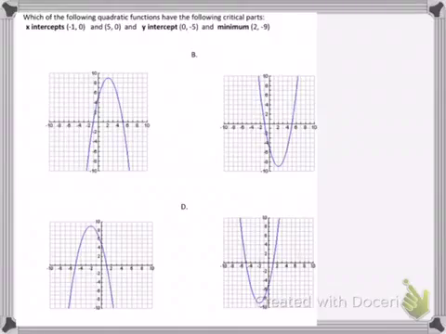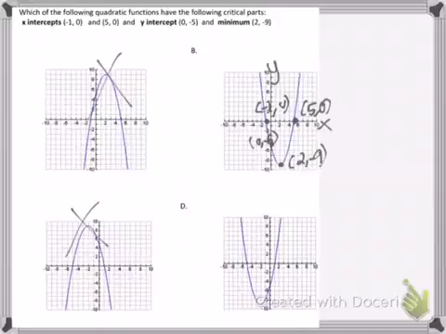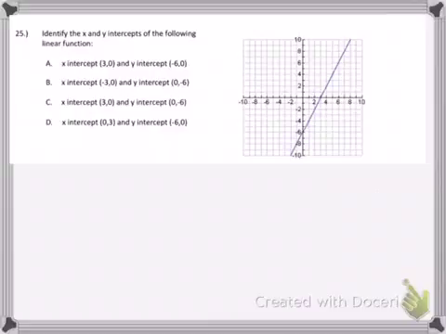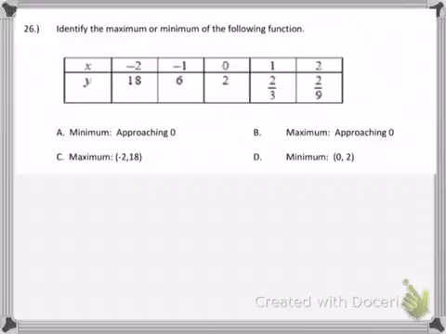Which of the following quadratic functions have the following critical parts? X-intercepts -1, 0, and 5, 0. Y-intercept 0, -5, and minimum 2, -9. Knowing that the minimum is 2, -9, we know the others are not it. So we automatically know it's this one because we see our x-intercepts sitting there, our y-intercept, and our minimum. Identify the x and y-intercepts of the following function. X-intercept's 3, 0, the y-intercept is -6, so we see 3, 0, and -6.